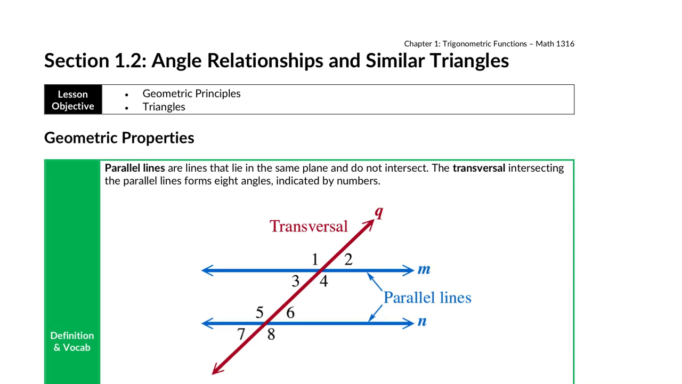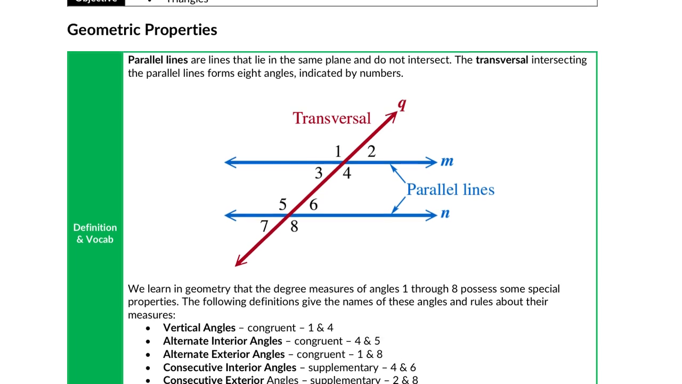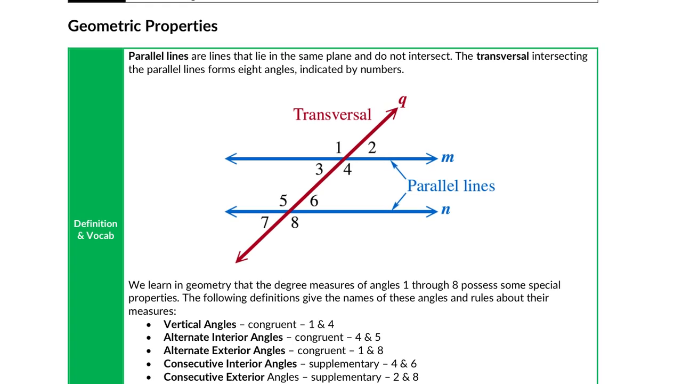1.2 kind of finishes up our geometry section. It says that parallel lines are lines that lie in the same plane and do not intersect. Do we remember parallel lines? A transversal intersecting the parallel lines forms 8 angles indicated by the numbers. There is a bunch of relationships between these angles and each other.